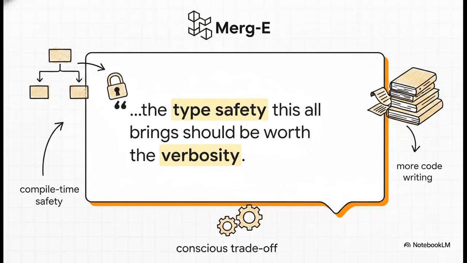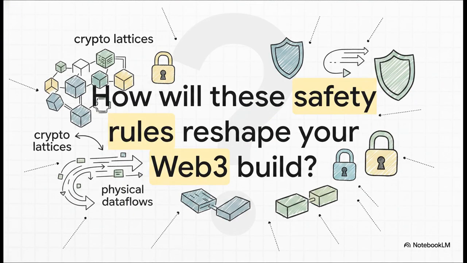The language creator actually shared a really humble reflection on this design, saying, "It's all a bit verbose still, but the type safety this all brings should be worth the verbosity." And that's exactly it. It's a highly conscious trade-off. We are trading just a little more code writing up front to achieve absolute ironclad compile time safety across some radically different mathematical domains. Which leaves us with this final thought.